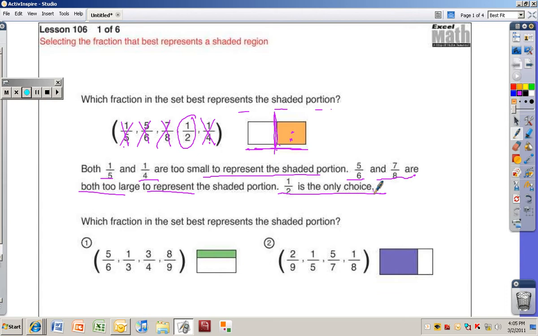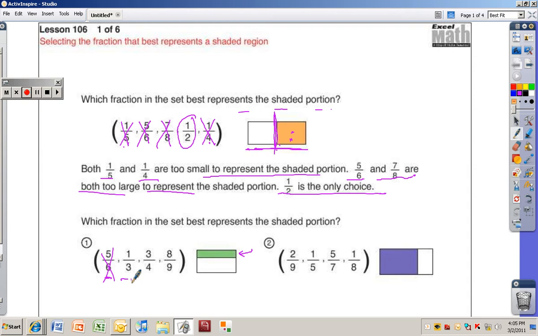All right, let's take a look at number 1. First of all, look at the shaded part. Does that look like it's larger or smaller than a half that's shaded to you? You should be thinking or saying that that's smaller than a half. Now let's go through and pick all the ones that are larger than a half and get rid of those. 5/6, is that smaller or larger than a half? Well, it's larger because 3/6 is a half, so we know it can't be that one.